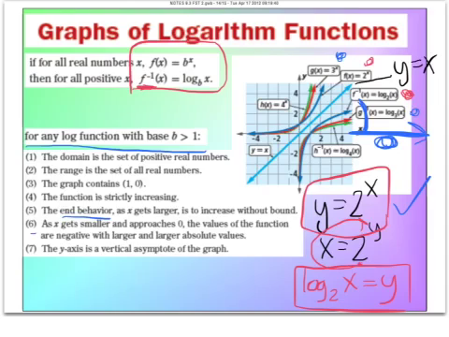Number 6, as x gets smaller, it approaches 0. Okay? That's what's happened. These x's right here, as they're getting smaller and smaller, it approaches 0. It hits an asymptote, by the way. Right? And that's what this is. The y-axis is the vertical asymptote for the logarithmic function. And that is the basis of covering section 9.3.